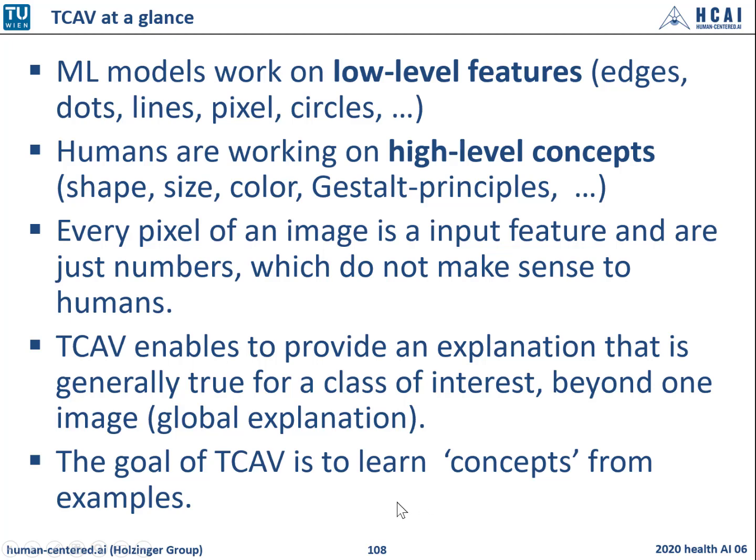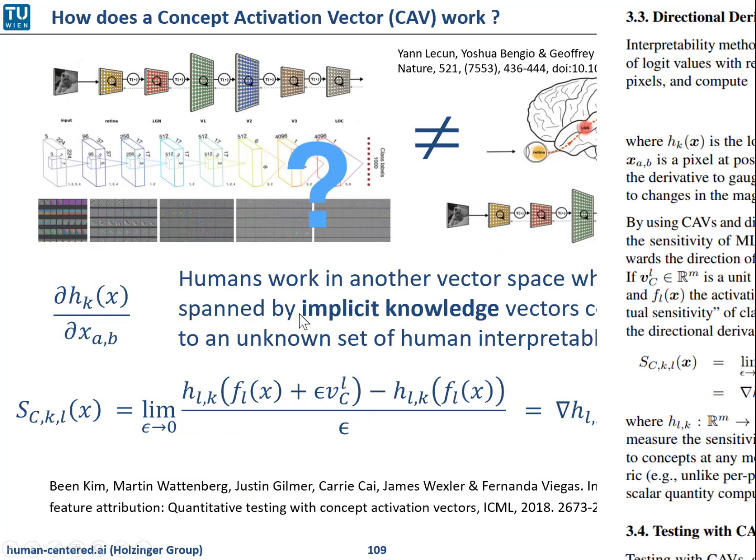So the goal of TCAV is a high one. It is to learn concepts from examples. This is really a cool idea. TCAV, for example, needs a couple of examples of female and something not female to learn a gender concept, for example. Okay, how does a concept activation vector work?